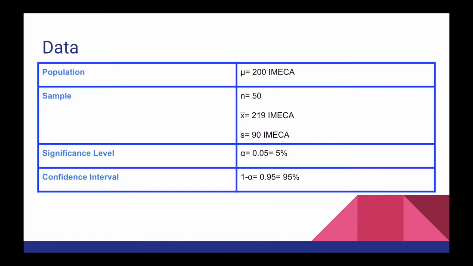The first step is to place the data we have in a table. It says that the mean of the population is 200 IMECA. Then the sample size is 50, the mean of the sample is 219 IMECA, the standard deviation of the sample is 90 IMECA, and that the confidence interval is of 95%. As we know, the confidence interval and the significance level have both to add up 100%. So if we know that the confidence interval is 95%, we can know that the significance level will be 5%.